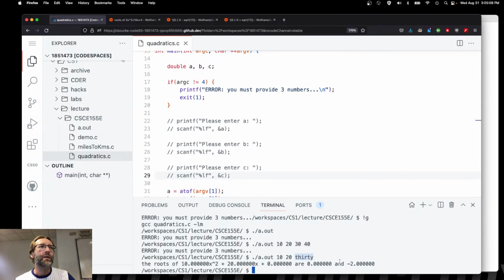English does not work well with computers here. Why did I check to see if it was 4 again? 3 numbers, but what's always the first command line argument? A.out, right? The executable file name. And so it had to actually be 4 to get those 3 numbers. All right, any questions on that?